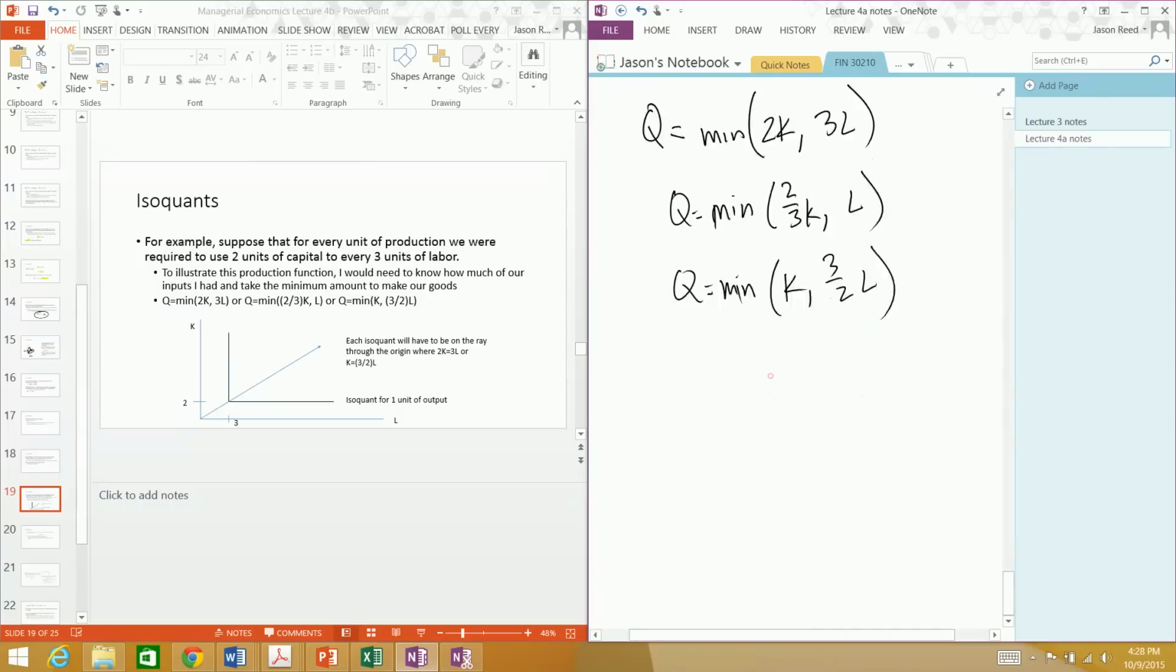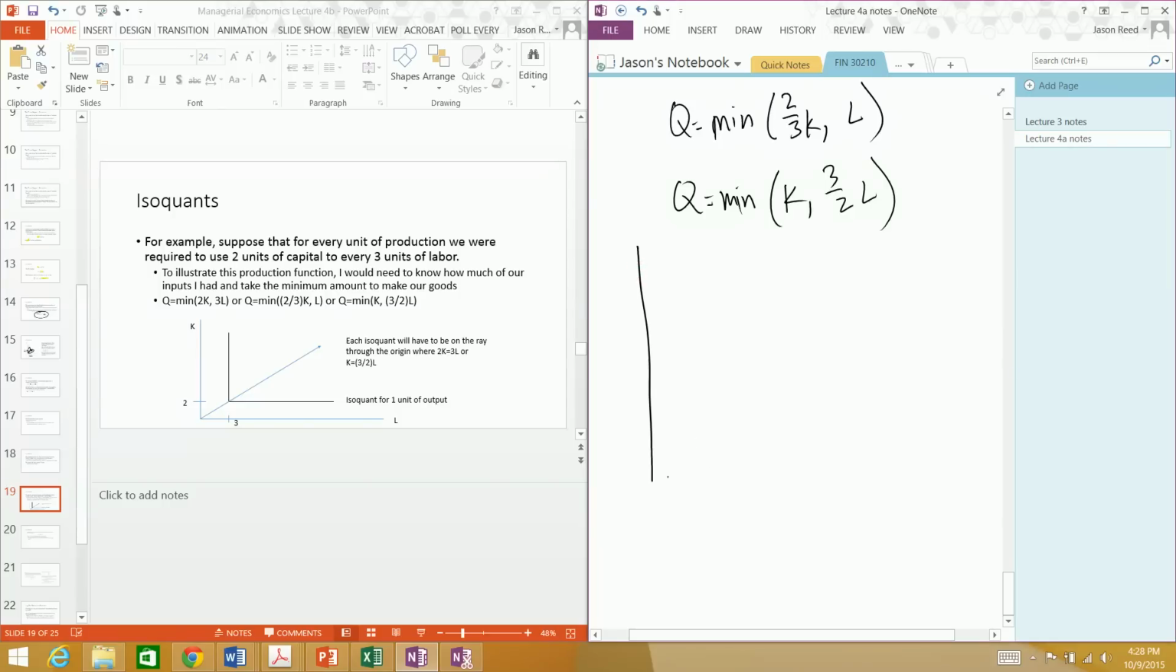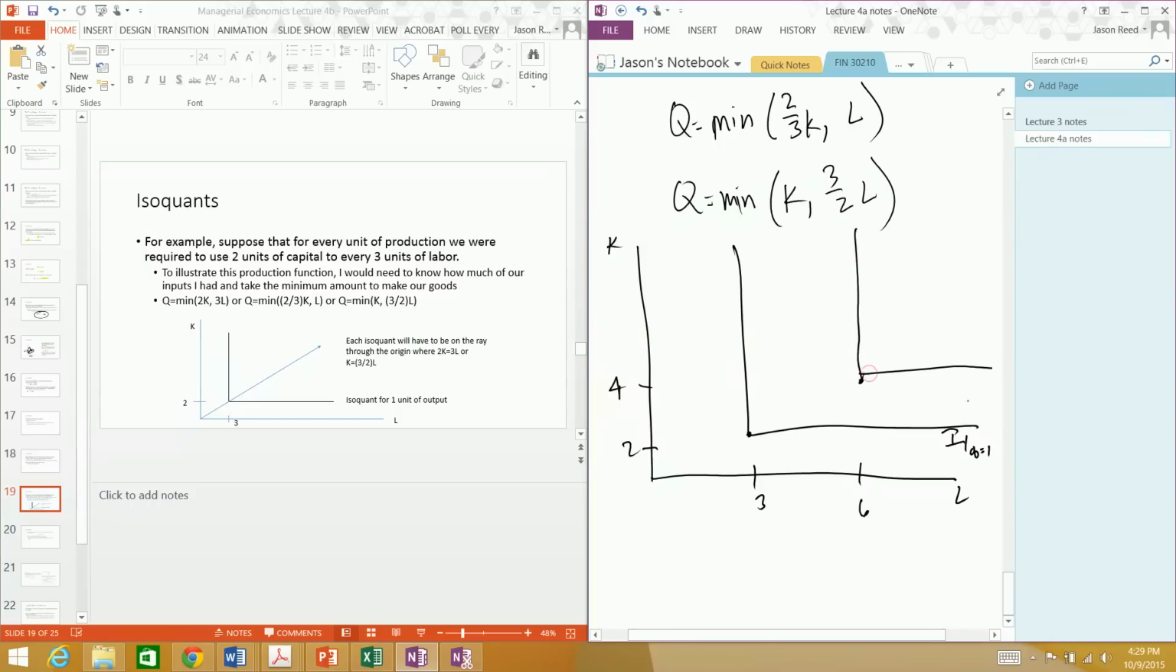So picture-wise, what does this mean? We have our capital and labor, and at 2 and 3 we have our production function. This is our isoquant for Q equals 1. What we know to be true is that any time we scale up our production, we would need 6 units of labor and 4 units of capital. Again, this would be for our isoquant of Q equals 2.